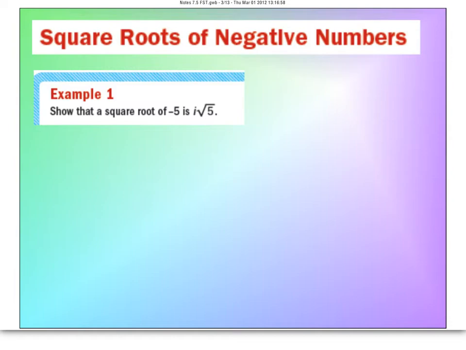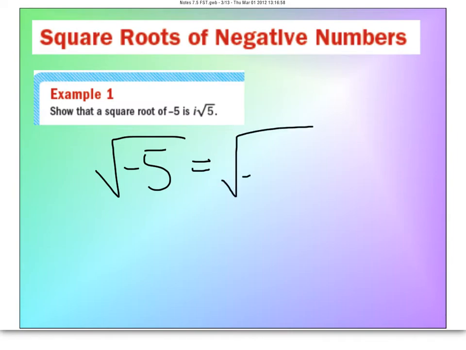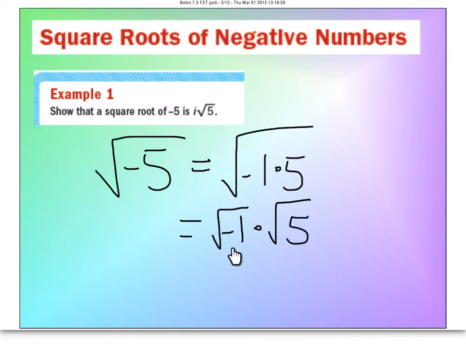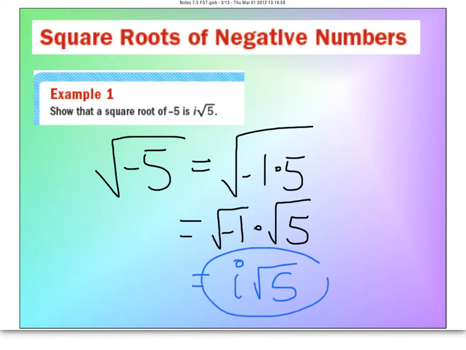Now they want us to go in and show that if we take the square root of negative 5, we get this value right here. So let's just go ahead, the square root of negative 5. The reason they want us to do this problem is because they want us to realize that we can rewrite negative 5 as negative 1 times 5. And then we can pull that apart as the square root of negative 1 times the square root of 5. Here we have a square root of negative 1. We know we call that the letter i. So I replace that with i, and it's the square root of 5. So this is another imaginary number.